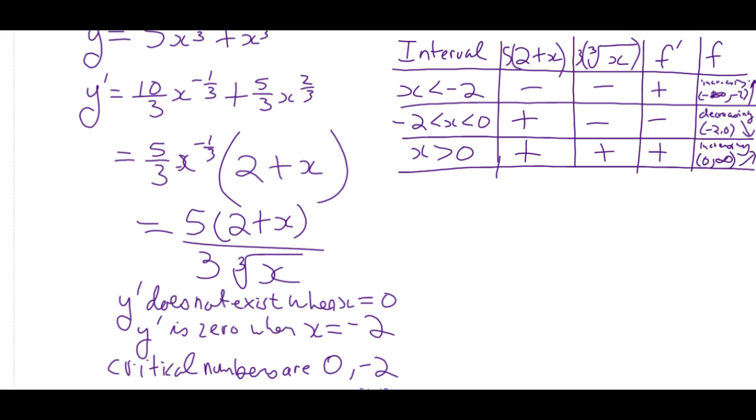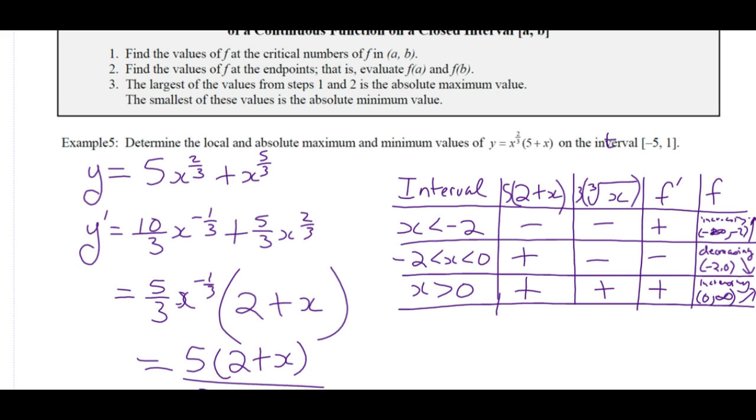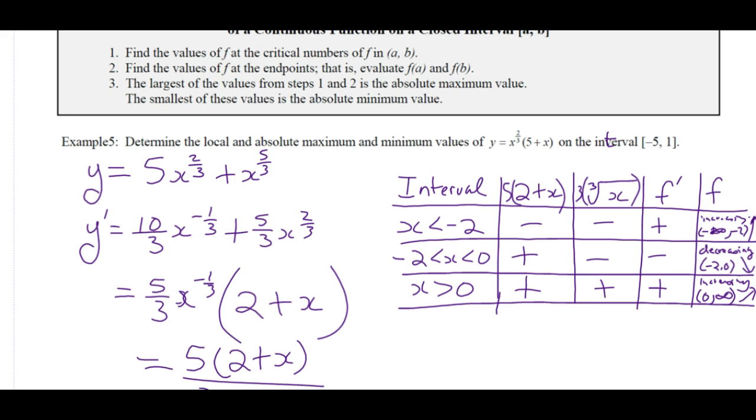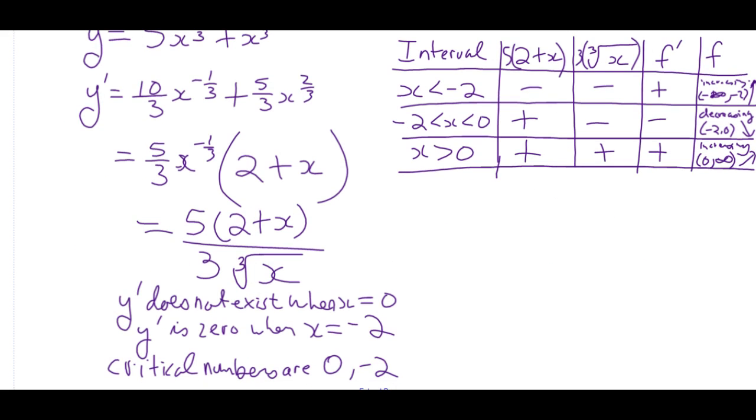Okay, so we've got that, and we've got that, and so now all we're going to do is find the 4 values. So we have 4 values we need to look at: the -5, the -2, the 0, and the 1. We need f of x when x is equal to -5, -2, 0, and 1. Okay, those are our numbers.